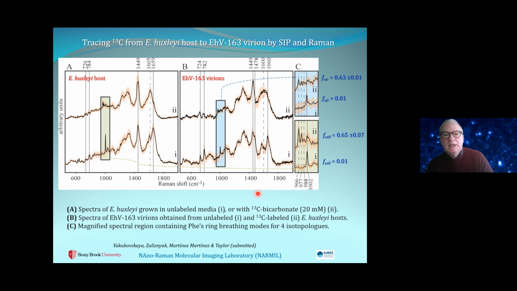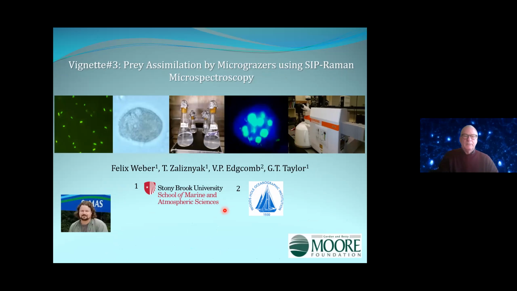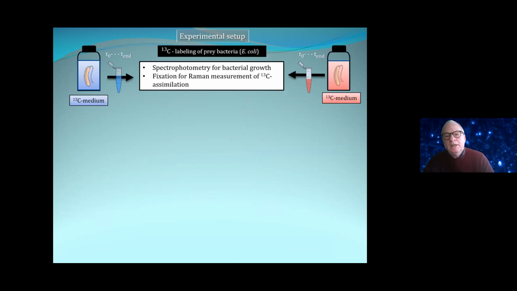Okay. So that's our viral story, and now the last vignette is looking at predator-prey interactions using Raman, and again a model system in culture in the lab. We've taken it to the field, but we haven't worked those results up yet. So the idea here is that we grow prey items, and in this case, it happens to be E. coli, just for ease of cultivation. We grow it in isotopically light media, isotopically heavy media, until they are uniformly labeled, till they come to stationary phase, basically.